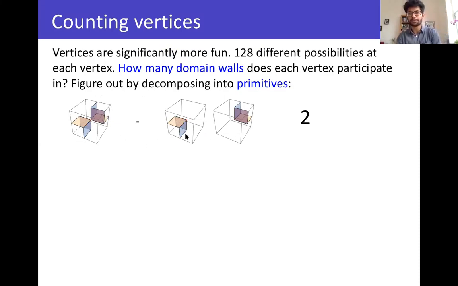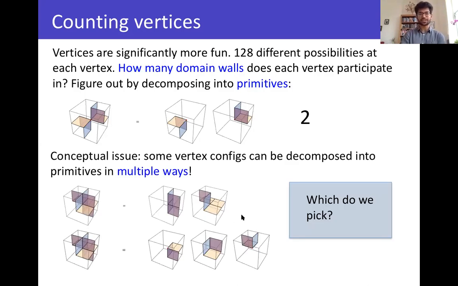And you can make this into a mathematical algorithm by decomposing each vertex into primitives. A primitive is something that you can't break apart any further. You can look at these two configurations. It's clear you can't break this apart any further. So this is a primitive, this is a primitive. This is not a primitive. And you can write a little program that goes through all these 128 configurations and breaks them apart. And then you run into a fun issue. The answer to this is clearly 2.